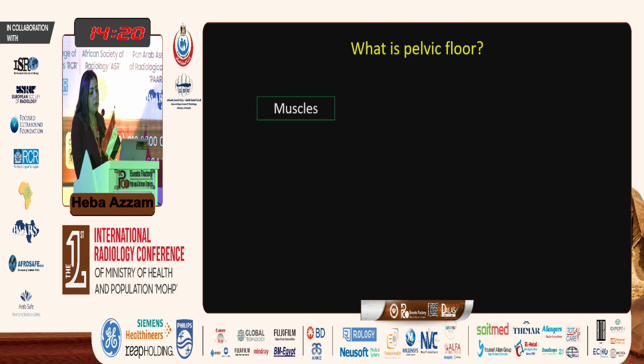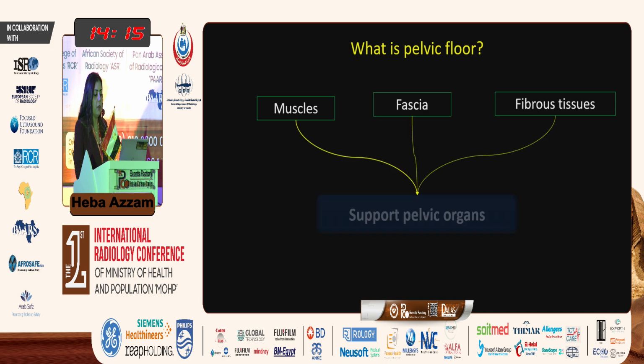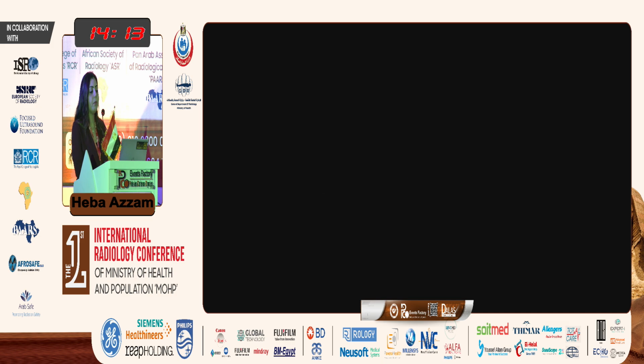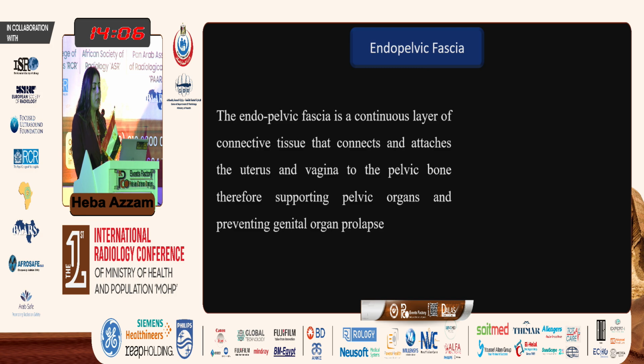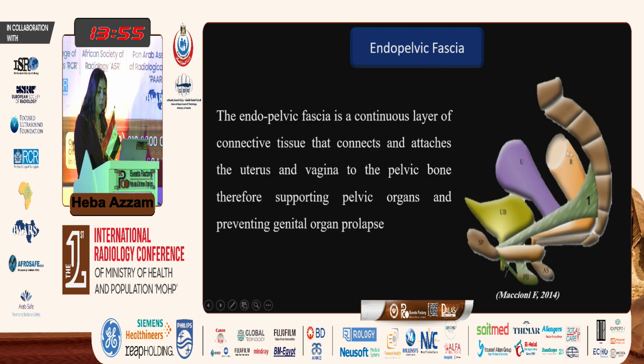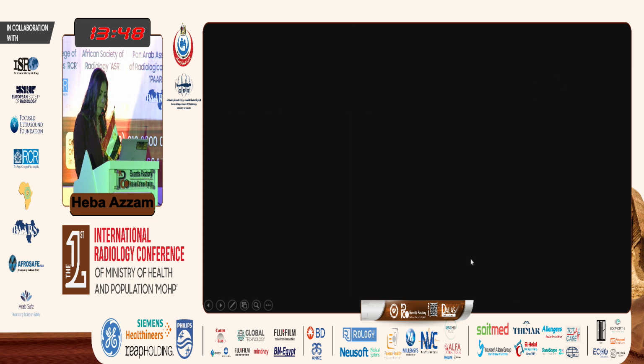What is the pelvic floor made of? It's made of muscles, fascia, and fibrous tissue that intermingle together to support the pelvic organs. The first layer we're going to talk about is the endopelvic fascia. The endopelvic fascia is a continuous layer of connective tissue that connects and attaches the uterus and vagina to the pelvic bone, therefore supporting pelvic organs and preventing genital organ prolapse. As we can see here, it's the most superior layer of the pelvic floor. This one, the green one.